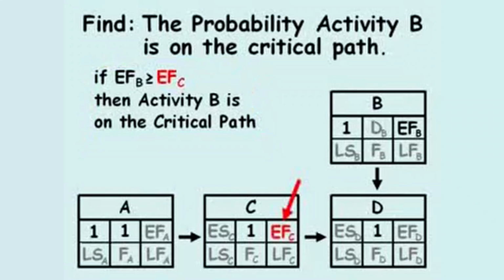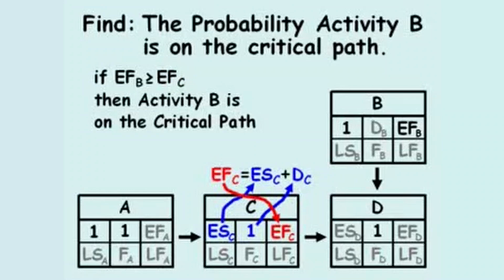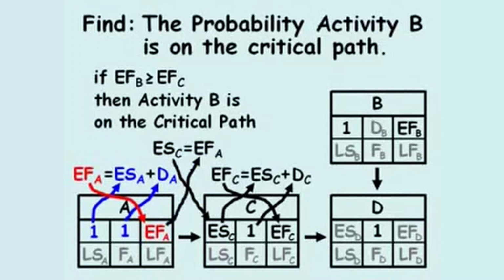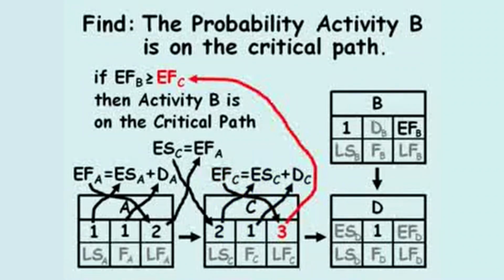We'll first determine the early finish of activity C, which equals the early start of activity C plus the duration of activity C. The early start of activity C equals the early finish of activity A, which equals the early start of activity A plus the duration of activity A, which equals 2. This makes the early start of activity C equal to 2 as well, and the early finish of activity C equals 3. Now we can substitute 3 into the early finish of activity C.